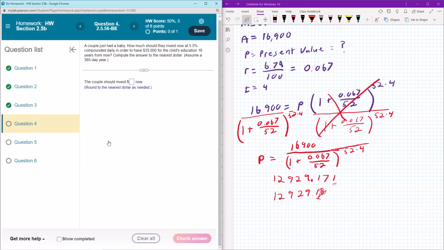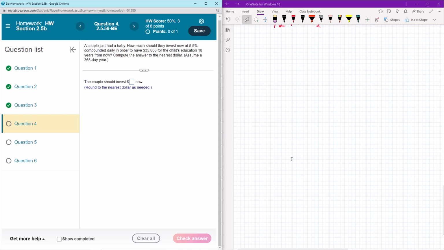Okay, question 4. A couple just had a baby. And the question here is, how much should they invest now at 5.5% compounded daily in order to have $35,000 for the child's education 18 years from now? So they're planning for college, something I highly recommend when you guys have children, if not sooner.